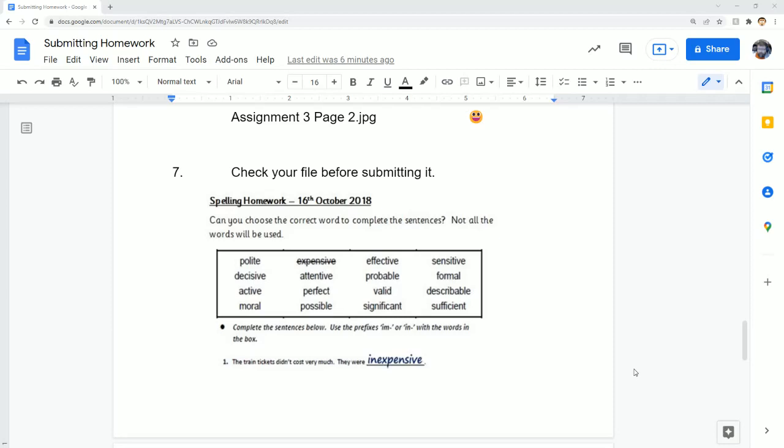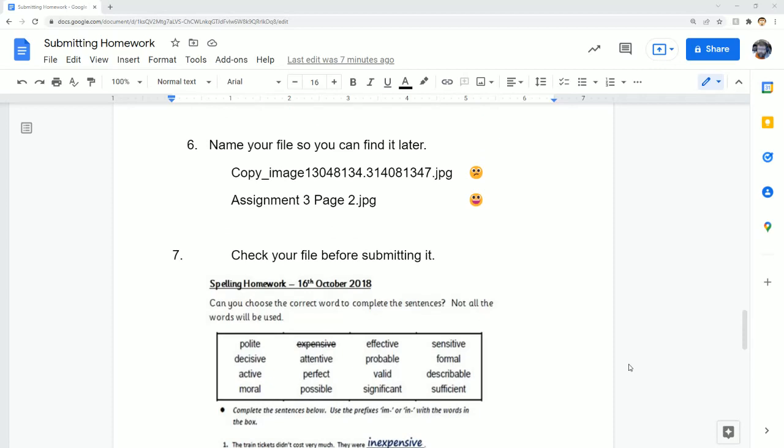The last real point is check your file before submitting it. This happens more often than you'd think, where I get a file and I open it and it is not the homework for that assignment or that assessment. In this case, I just put up a bit of spelling homework from obviously elementary school, but I've gotten science reports, English reports, history reports, math reports, just the wrong ones. So please make sure that you are looking at your file and submitting the right one. And that comes back to naming your files reasonably so that you actually know what you're submitting.